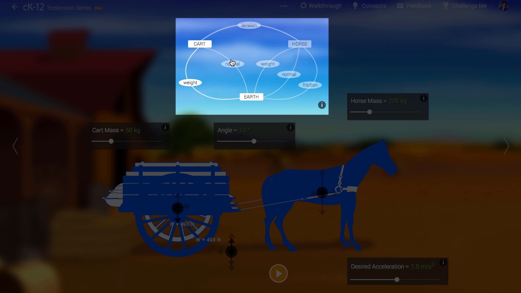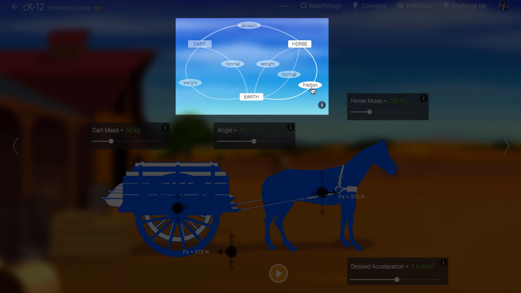We also see normal forces acting between the cart and the earth and between the horse and the earth. This is an example of a contact force and is ultimately electrical in nature. The electrons in the atoms that make up the cart, horse, and earth are interacting, giving rise to solid contact.